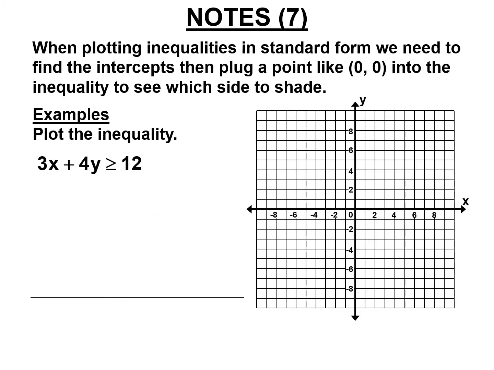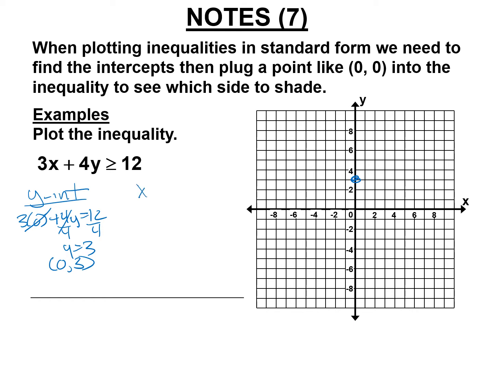All right, now standard form is a little trickier than slope-intercept. We're going to see that here. So we're going to plot this inequality. So how do we plot in standard form? Well, we could convert it to slope-intercept. We could subtract 3x from both sides and do that. But typically we find the intercepts. So to find the y-intercept, you make x equal to 0. So let's do that. So 3 times 0 plus 4y equals 12, just like always. And divide by 4. So y equals 3. So the y-intercept is 0, 3.